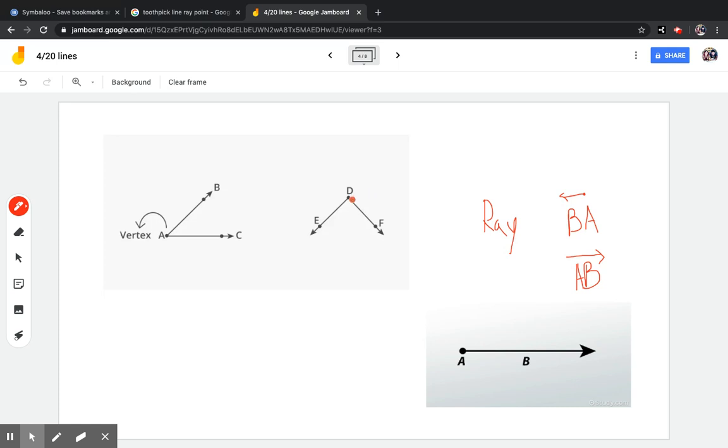Now you could put 2 rays together to make some kind of angle. And when those 2 rays are together, that end point right there, D or A, this would be called a vertex, which isn't that important right now, but it will be important in the next couple of days.